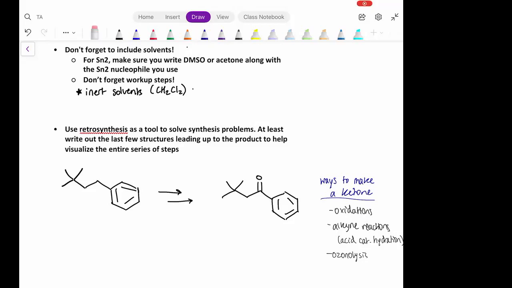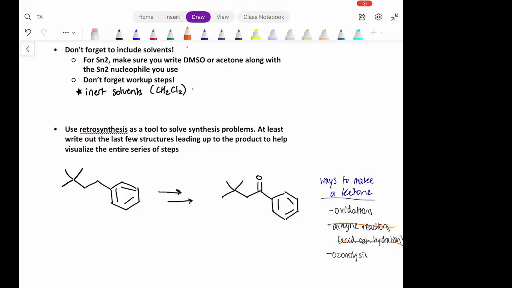So one way to do it in this example, if you saw the synthesis and you didn't really realize how this would be made, you can look at the ketone, this functional group, this carbonyl, and you can think of all the ways that we know how to make a ketone. So I just listed some over here. Then when you list all of them, you can eliminate some. So we're probably not going to use alkyne reactions, acid catalyzed hydration, because we're not adding any carbon compound. There's no need to include an alkyne in this in any way, shape, or form. So I'm going to eliminate that.